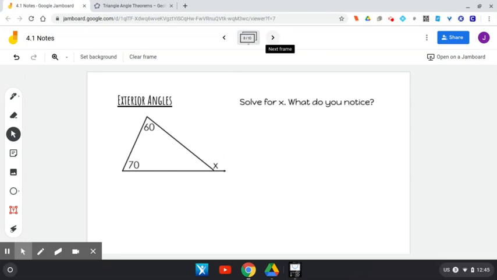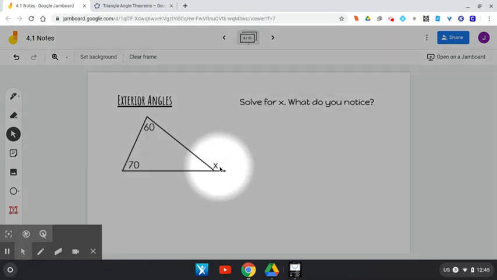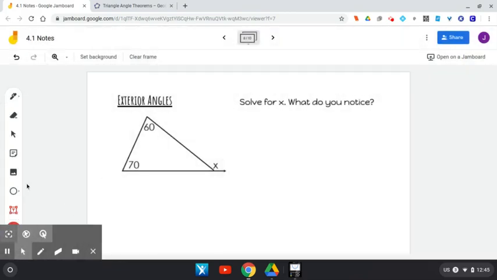All right, moving on to exterior angles. So in this situation, X is outside, but it's right next to this inside angle. We've done a problem similar to this with 70 and 60 inside, but we were solving for the other inside angle. So let's do that first.